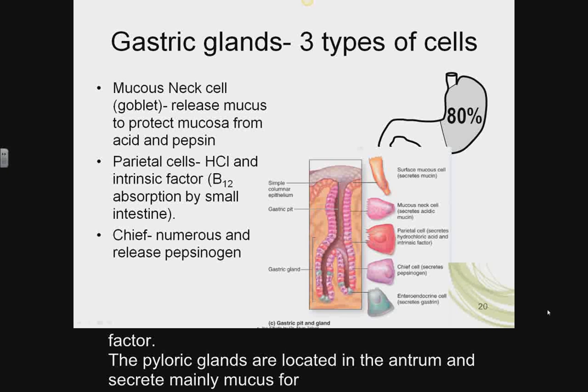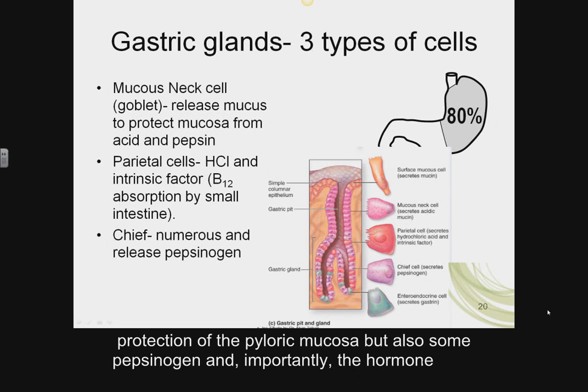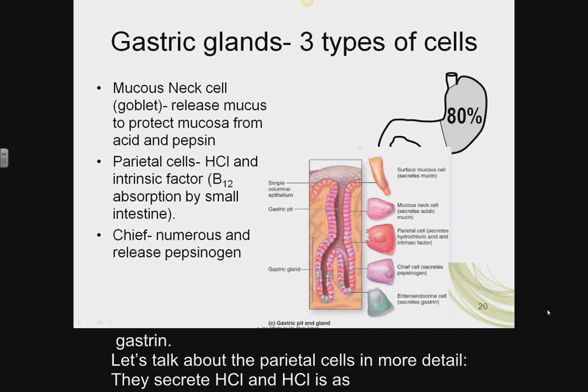80% of your tubular glands are called gastric glands. Look at the picture in the top right here where I'm showing the stomach and it's highlighted in gray. That would be your fundus, your cardia region, and your body. Here you find gastric glands, and there are 3 types of cells. Of course, we find the mucus cells, whether it be the surface mucus cell or the neck cell, it doesn't matter. We find mucus cells, and they release the mucin, which mixes with water to form mucus.